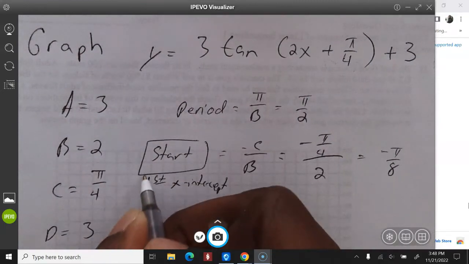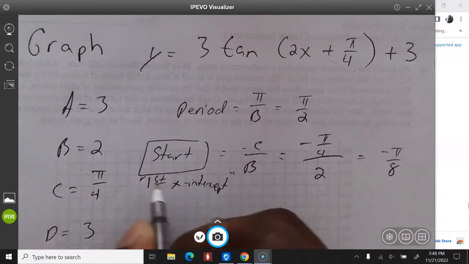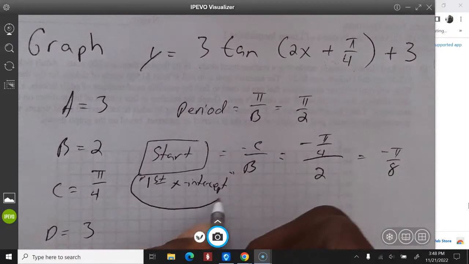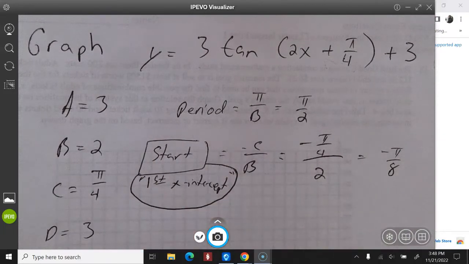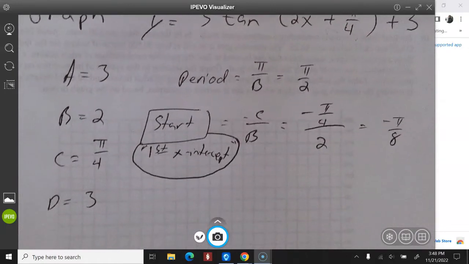I'm going to put this one in quotations because it may not really be the x-intercept if you got a vertical shift. But in the parent function, that's if the tangent was not shifted at all, it would be the first x-intercept.